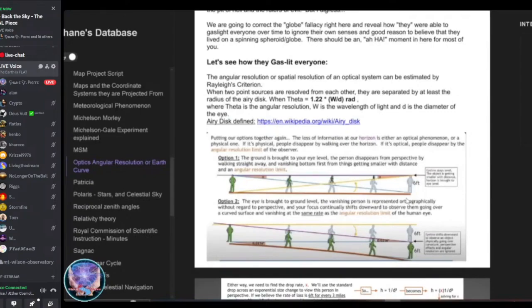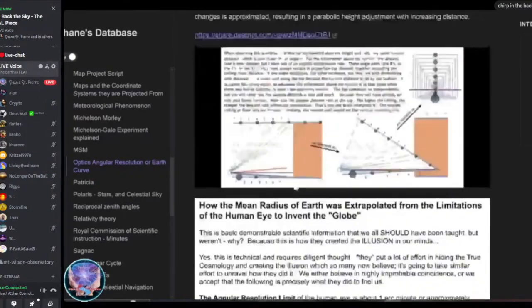There's a lot here, but just to briefly cover how this isn't taking the physical radius of Earth as well. We derive that there is no physical radius of Earth, there is only optical curvature through the bottom of an optics or a lens or an aperture or an eye, and this is how that works. So we're just going to say, if the ground is brought to your eye level, right, the person disappears from perspective, vanishing bottom first, and that's addressed here.